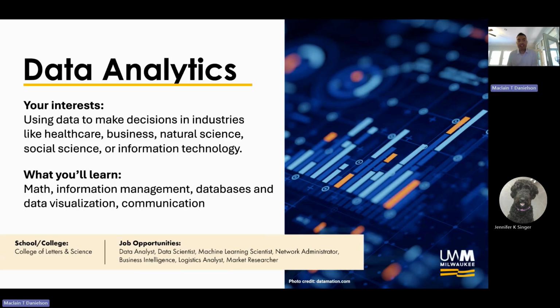And it's collected and analyzed in order to explain strategies for a business that help make things run more smoothly. It can be used in a variety of different industries, anywhere from healthcare, business, natural science, and social science. Students will again have an emphasis on math, but will also work with databases and data visualization. And almost more importantly, they're going to have to learn communication.